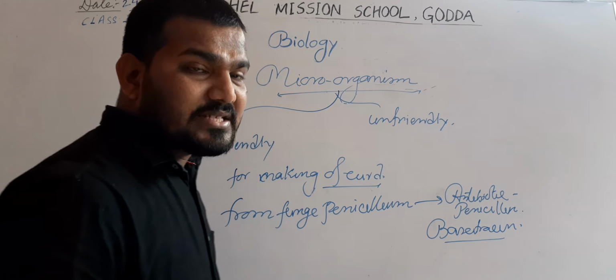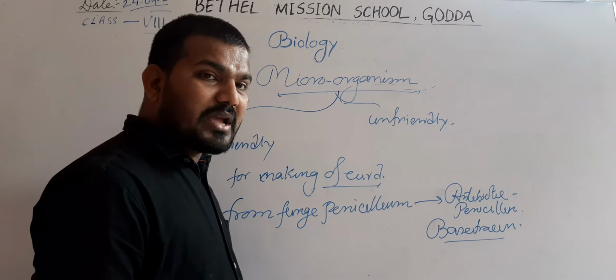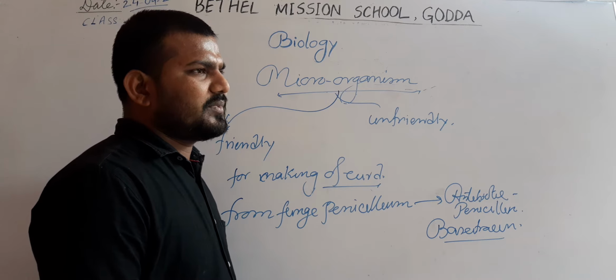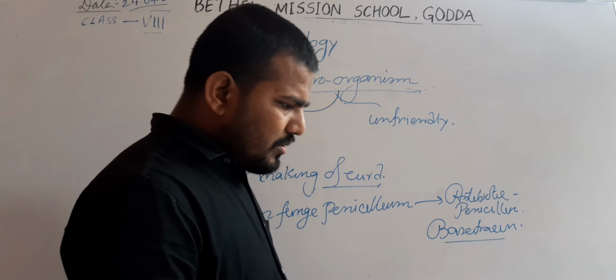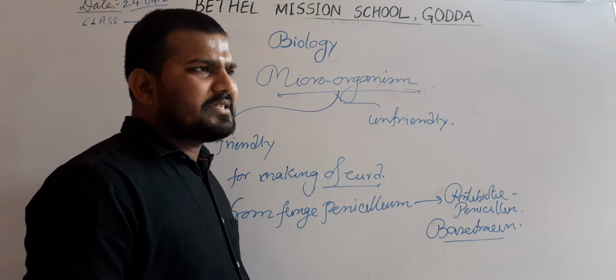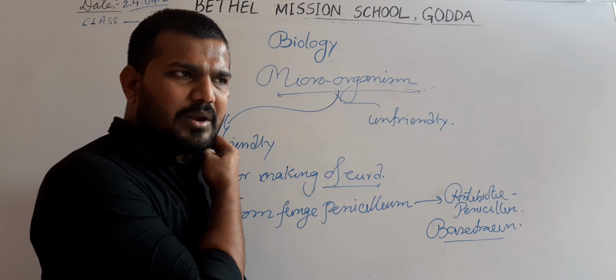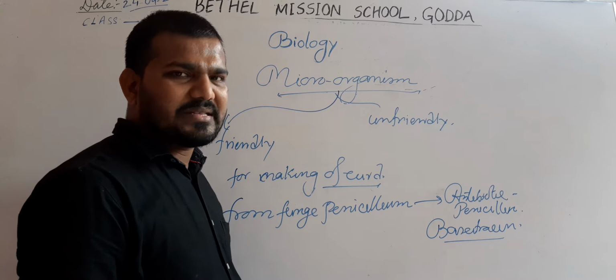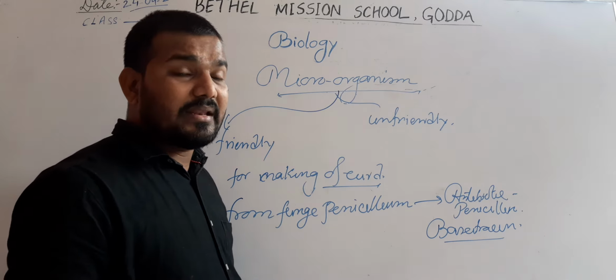From the bacteria Streptomyces, we can produce streptomycin. All are antibiotics. Now the next, the vaccine. We know about the immunity system. Generally within our body, some specific blood cells, mainly the WBCs, are present, which can protect us from disease.